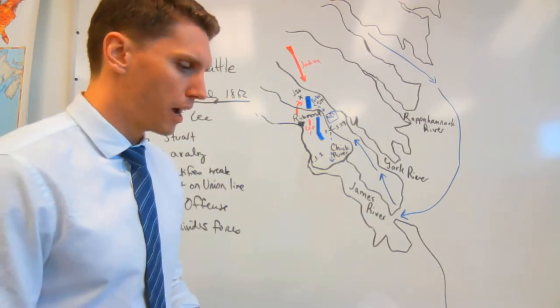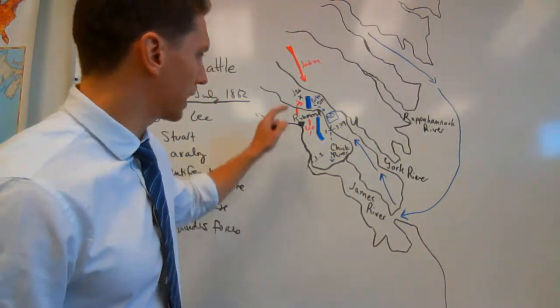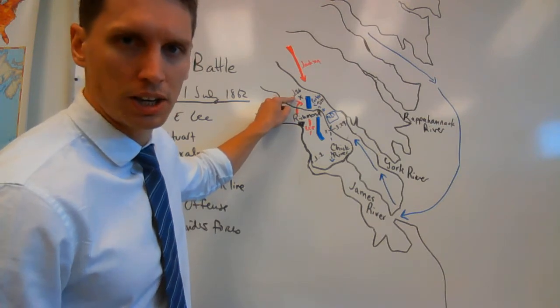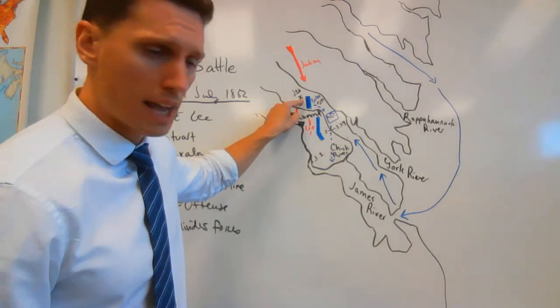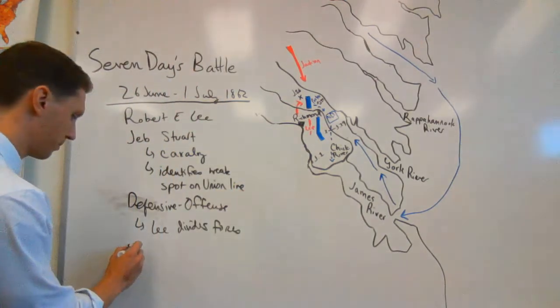Okay, so look. The first day of the attack is June 26th. That's what this is supposed to represent, June 26th, here at a place called Mechanicsville. Mechanicsville on June 26th.